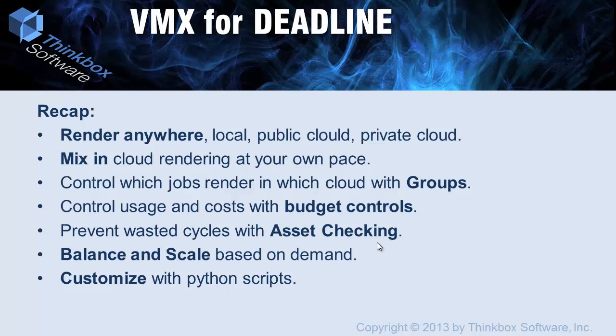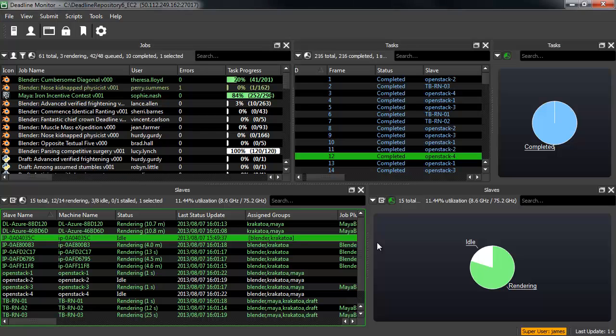You can control usage and cost with the budget controls, and you can prevent wasted cycles with the asset checking feature. You can balance resources whenever you have a fixed resource, such as a private cloud, and you can scale instances if you're using a public cloud based on the demand in the queue. And if you reach the budget, of course, then it will balance within the budget. And finally, if you don't like the algorithm that's used to arrive at the various targets, you can customize that. Or if you need to add an additional cloud provider that isn't listed, you can do that as well with our customization.